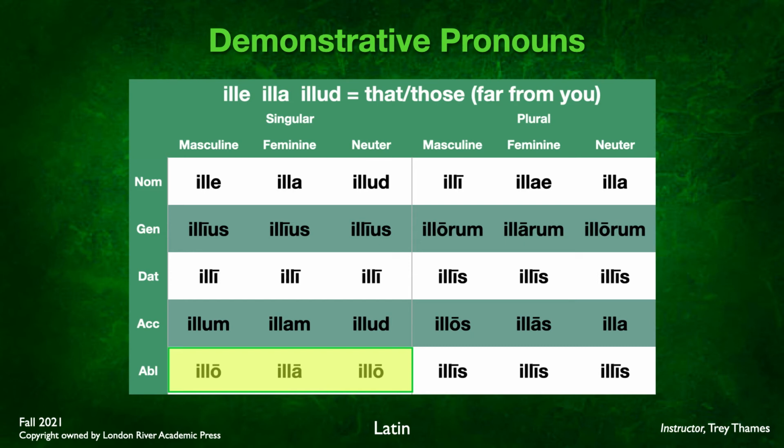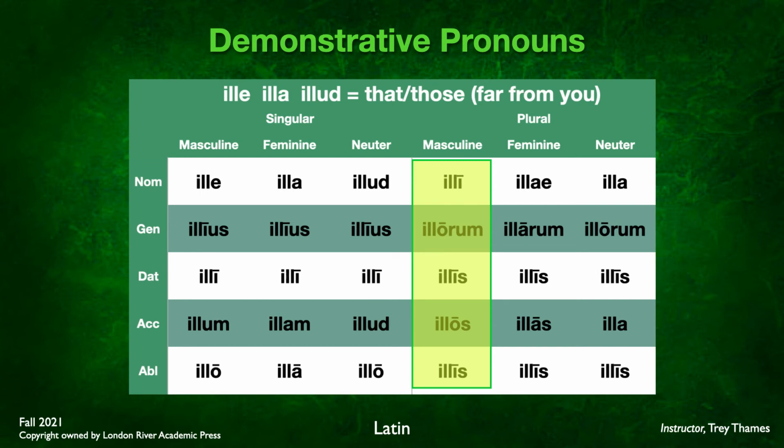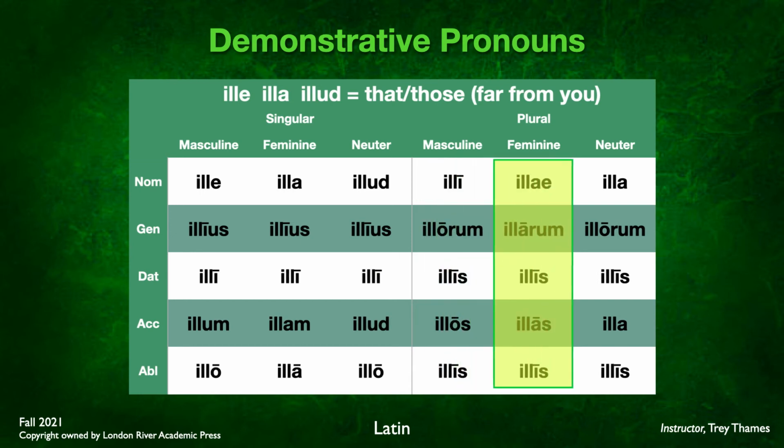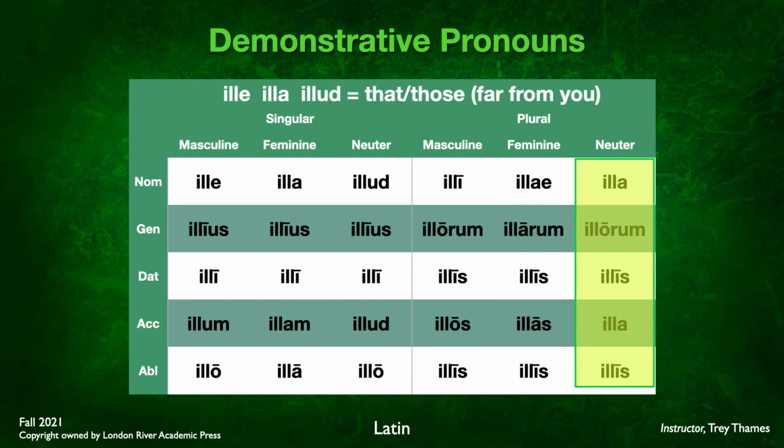And again, in the plural, we'll go down in the masculine: illi, illorum, illis, illos, illis. For the feminine: illae, illarum, illis, illas, illis. And again, for the neuter: illa, illorum, illis, illa, illis. Again, this means that in the singular or those in the plural, and again, it's referring to that thing far away from you or far from the person that you're speaking to.